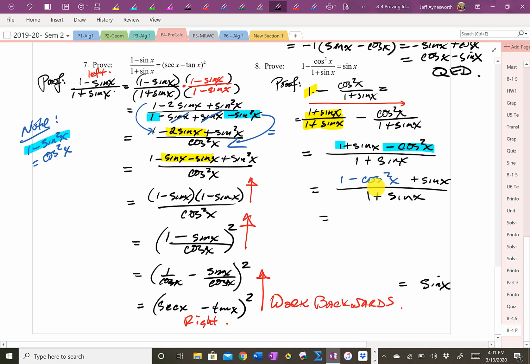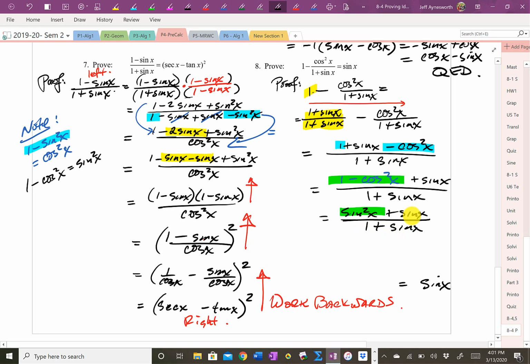Well, this is an identity: 1 minus cosine squared x is equal to sine squared x. So this part right here, let me highlight it with a different color, is equal to just sine squared x. So sine squared x plus sine x, divided by 1 plus sine x.